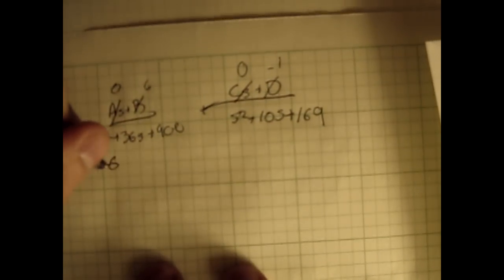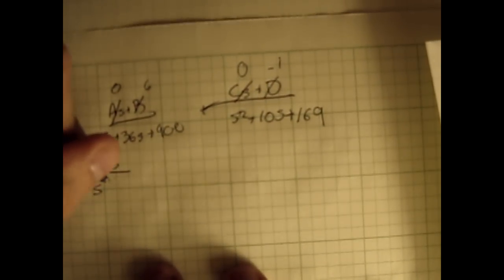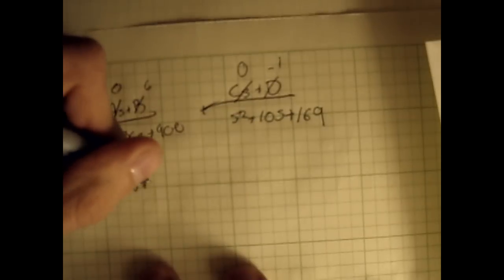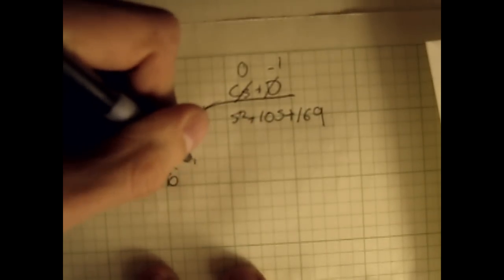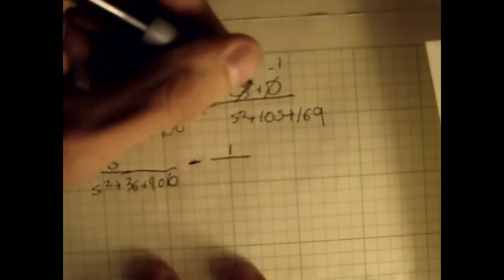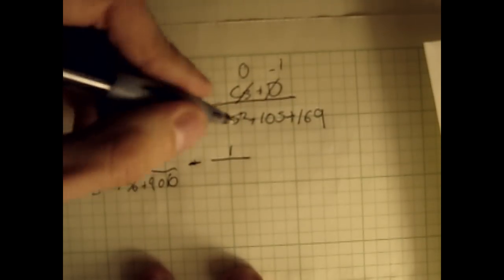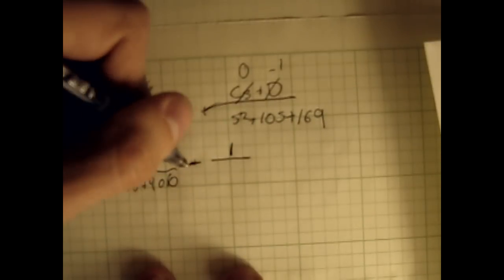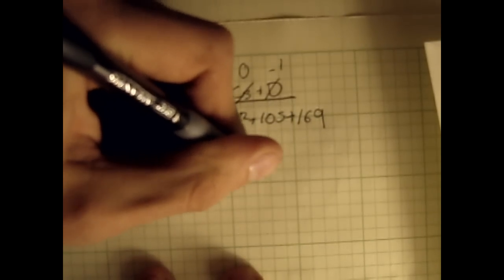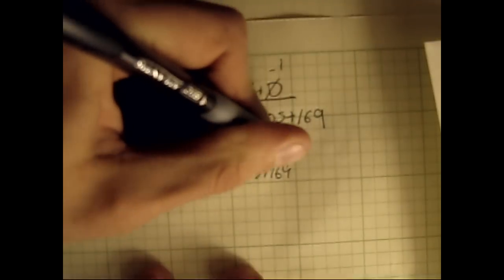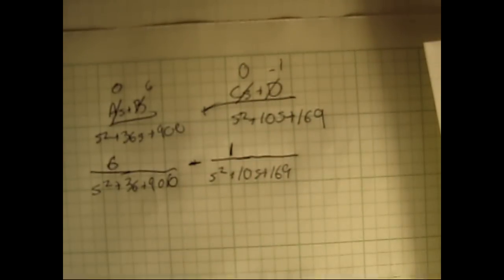So let's rewrite that to make it look prettier. We have 6 over s squared plus 36s plus 900, minus 1. Just take the minus sign from that -1, call this a positive 1 and that a minus instead. Same thing. Over s squared plus 10s plus 169. So this is our unadded form right here. That is equal to our g of s.